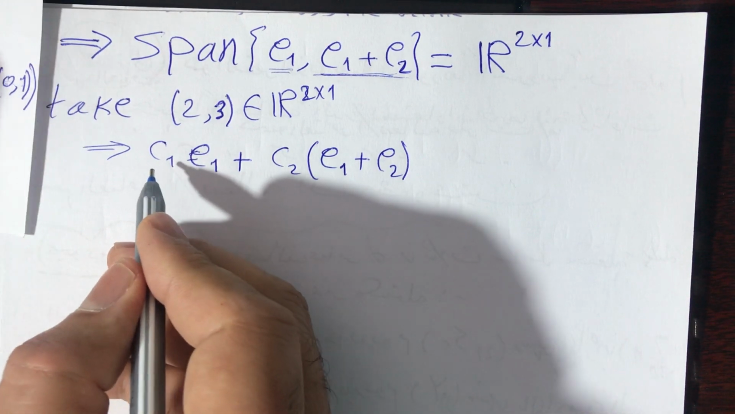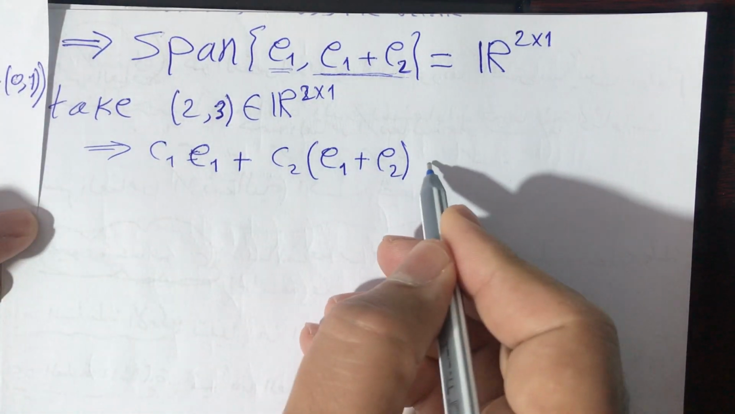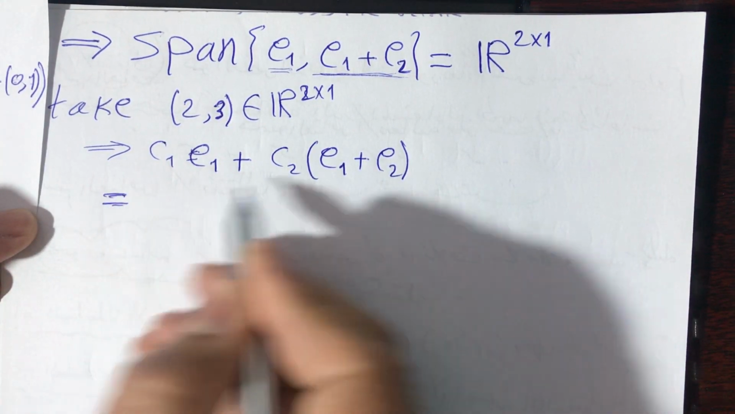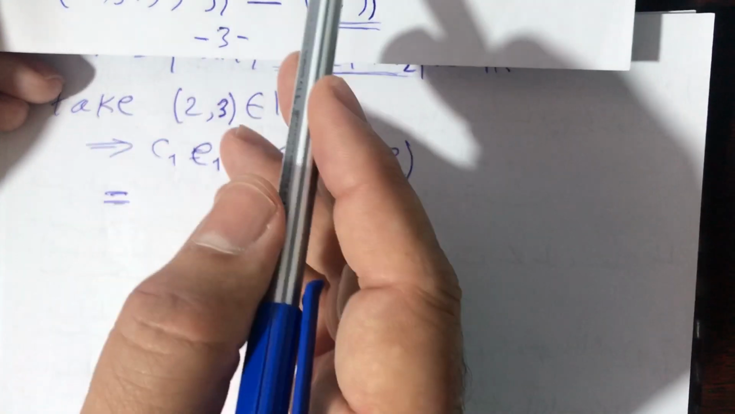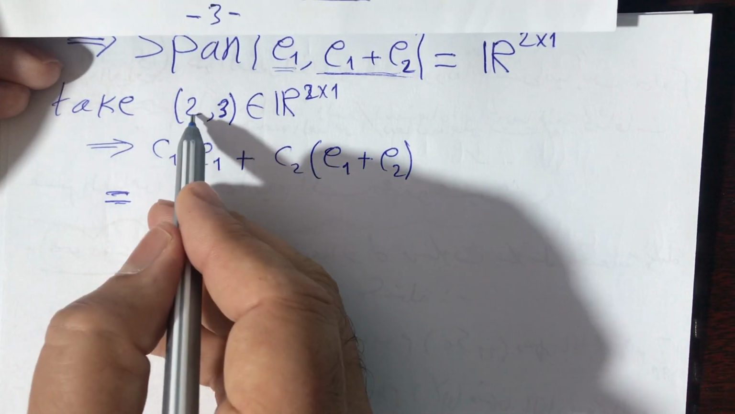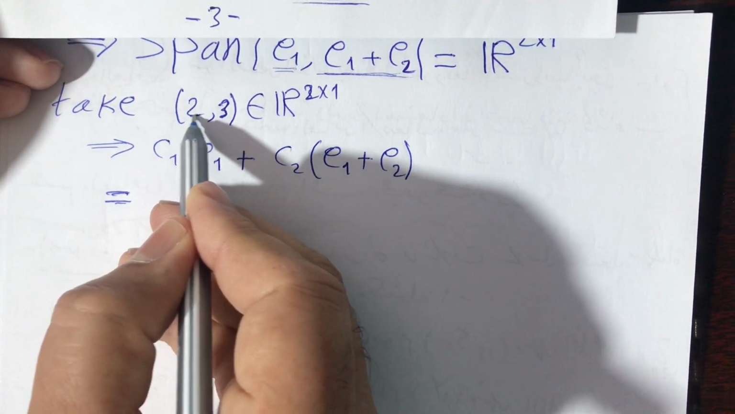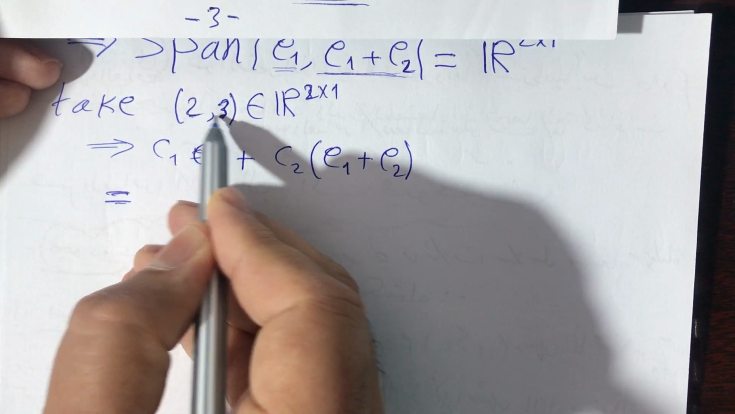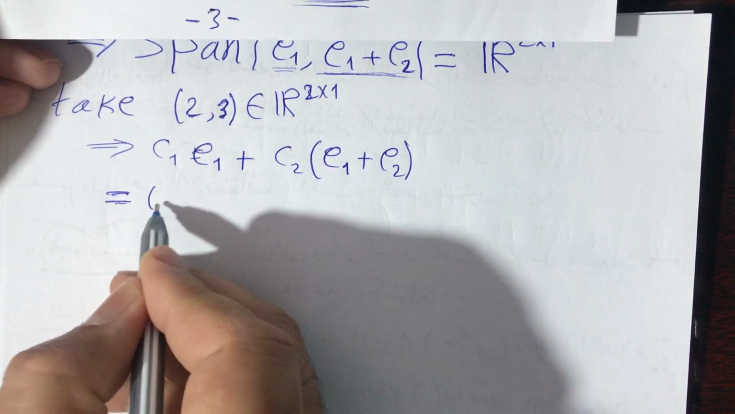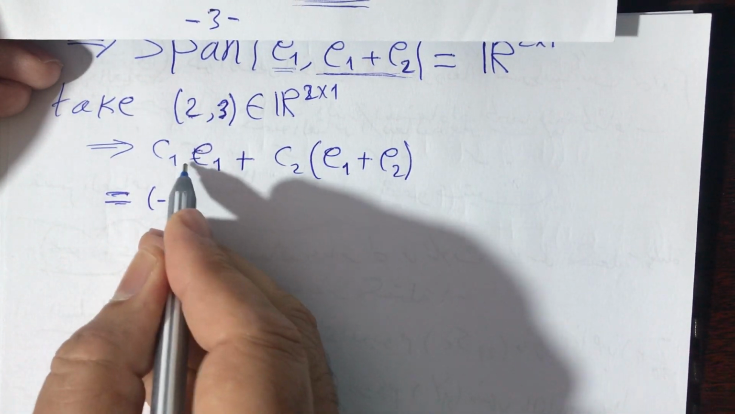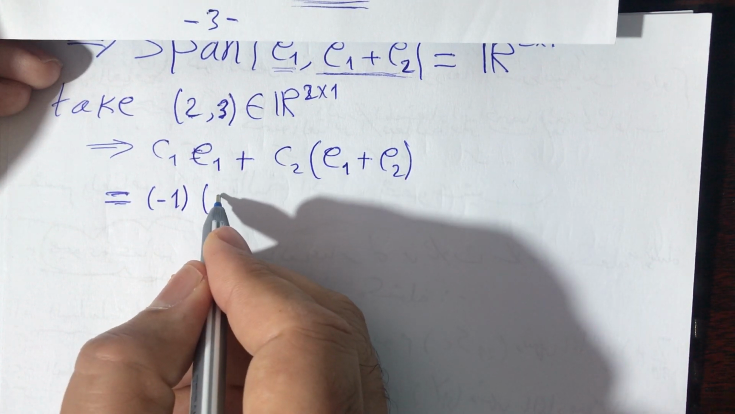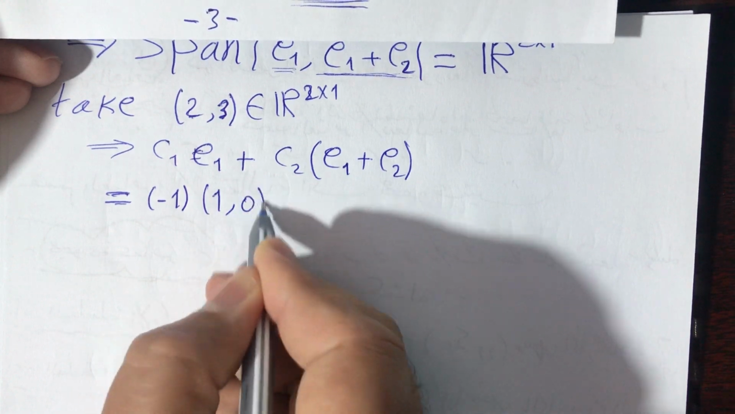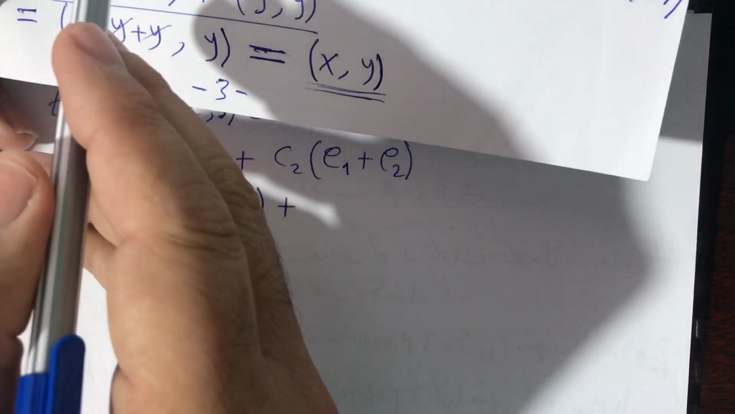If I choose here C1, this will be equal to x minus y. With x = 2 and y = 3, 2 minus 3 will be minus 1. So C1 is minus 1, and E1 is equal to (1, 0). What about C2? C2 is equal to y.